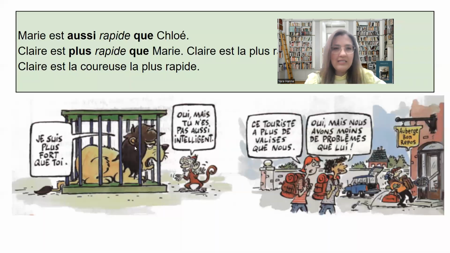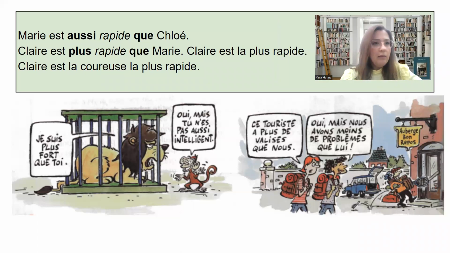D'accord, let's see the next slide. Here are some examples. Marie est aussi rapide que Chloé. Marie is as fast as Chloé. Claire est plus rapide que Marie. Claire is faster than Marie. Claire est la plus rapide. Claire is the fastest. So when we say plus que, it's comparative.